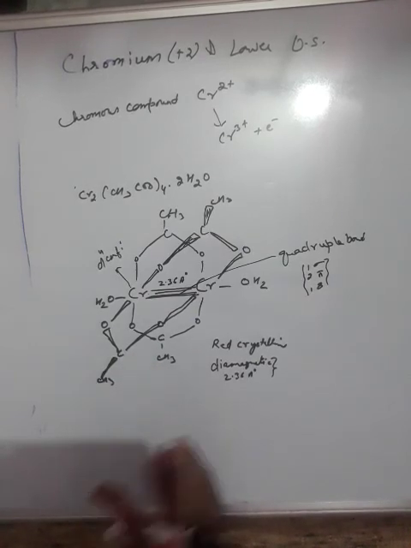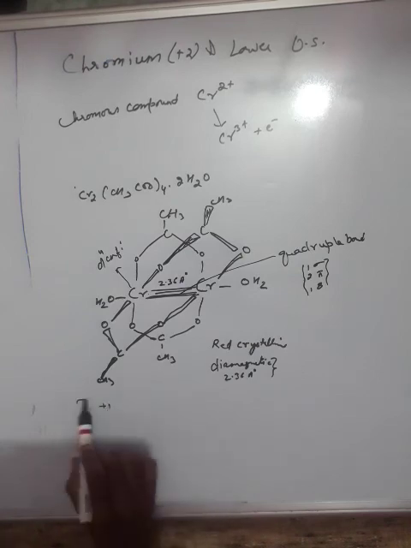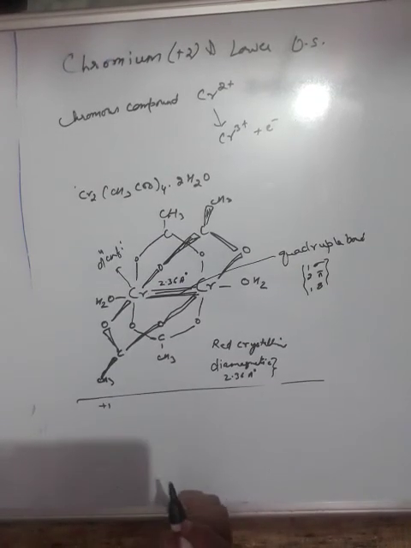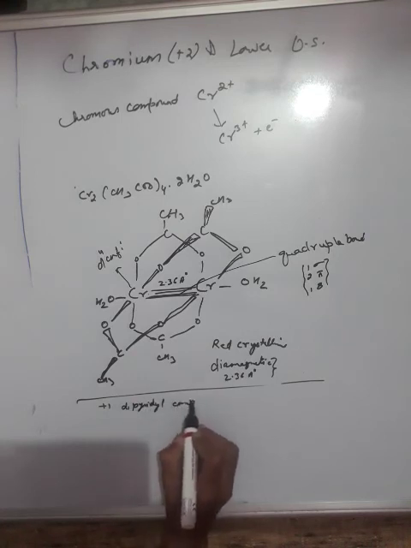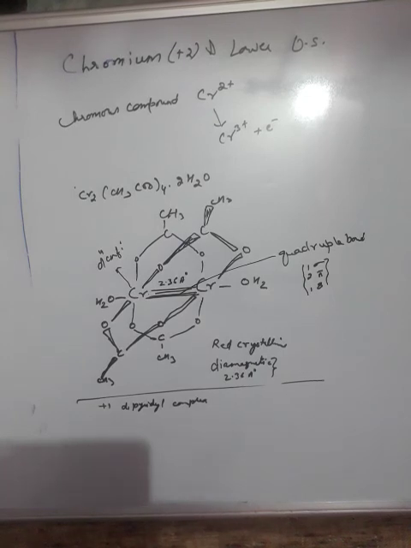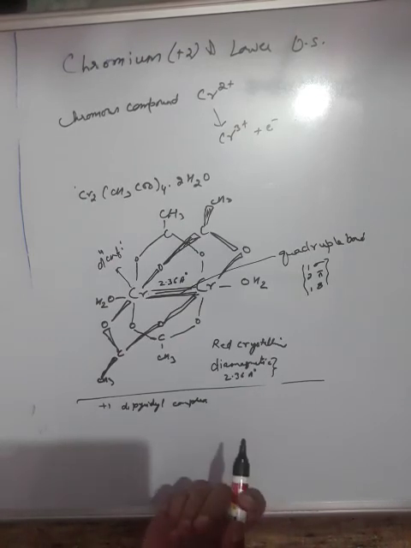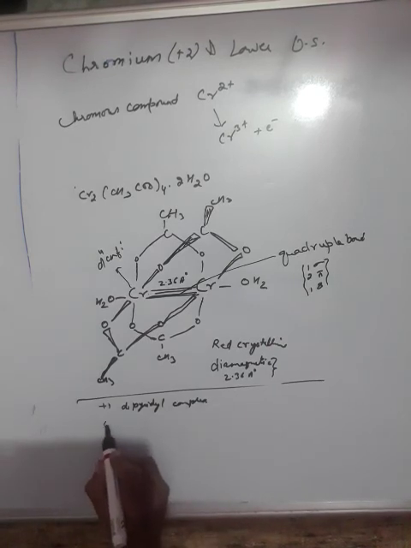Besides this, chromium also shows the lower oxidation states like the +1 oxidation state. This will be shown in the dipyridyl complexes, and we have already discussed that the transition metals form the 0 oxidation state with carbonyls and nitrosyls. So the 0 oxidation state will be seen in the case of chromium carbonyl, etc.